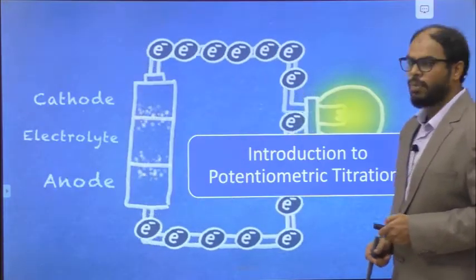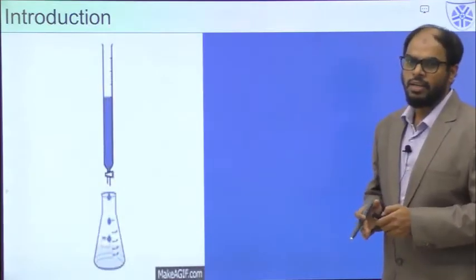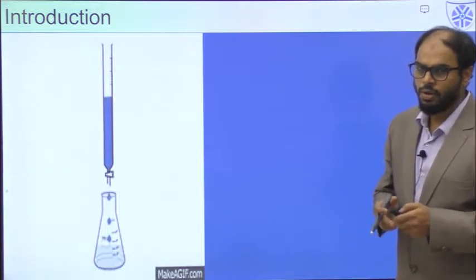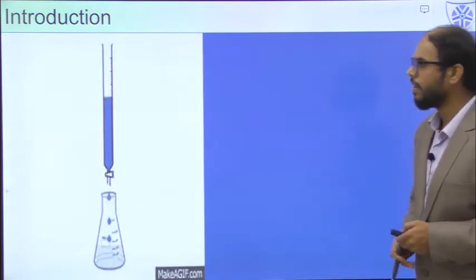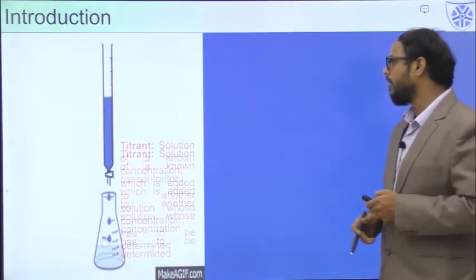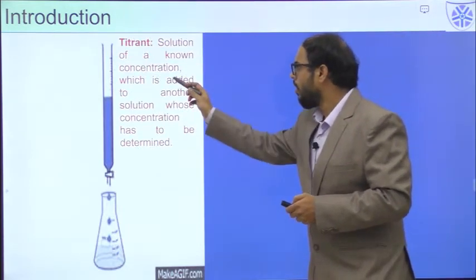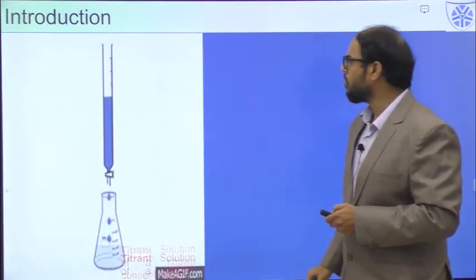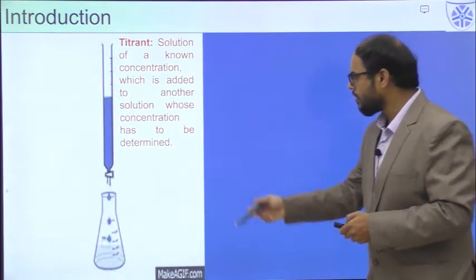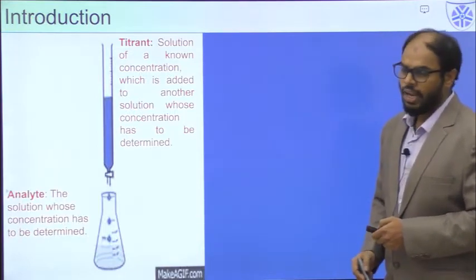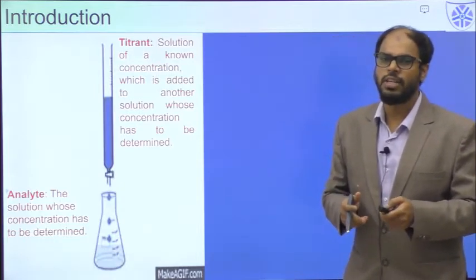Coming to the first part, the introduction to potentiometric titration. Before I start, let us try to understand what we have learned from the previous sessions, the simple volumetric titrations as well as pH metric titrations. In an ideal titration, we use a titrant. A titrant is a solution of known concentration, that means whose molarity is known, and it has to be titrated with another solution called the analyte. The analyte is a solution whose concentration has to be determined, or whose concentration is unknown to us.